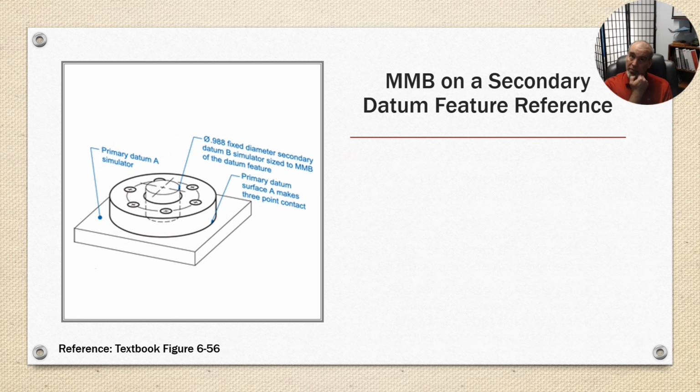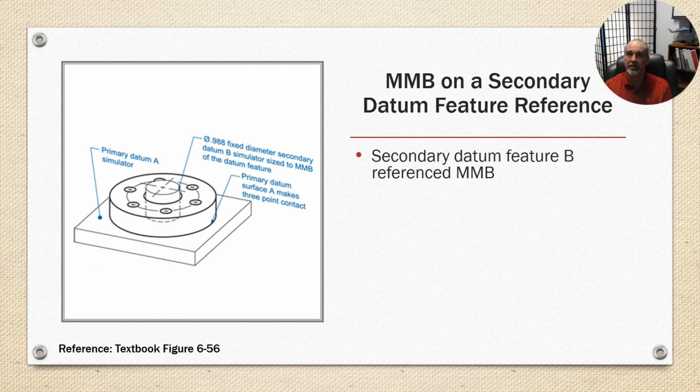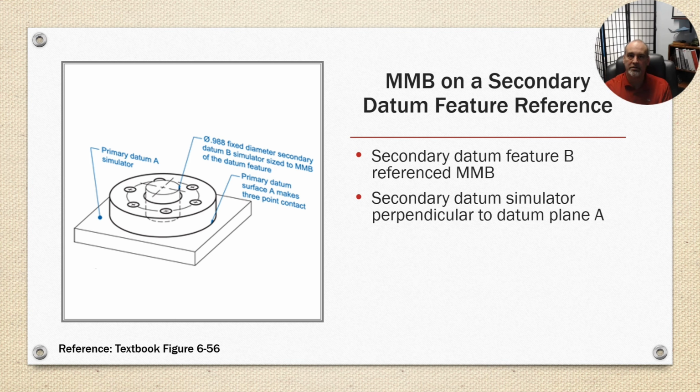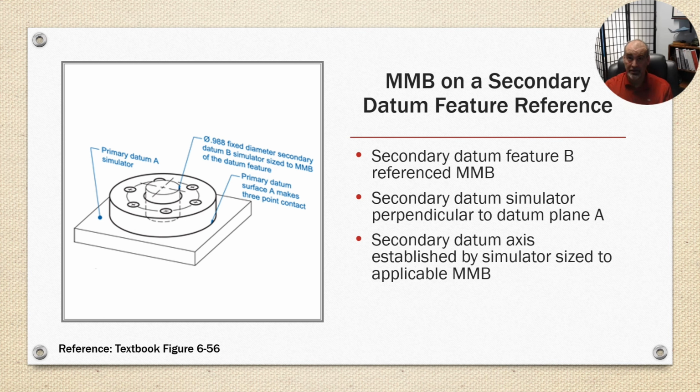Maximum material boundary on a secondary datum feature reference. The secondary datum feature B is referenced MMB in our example. The secondary datum simulator is perpendicular to datum A. The secondary datum axis is established by the simulator size to applicable maximum material boundary. It may move on the secondary datum simulator when the secondary datum feature departs from maximum material boundary.